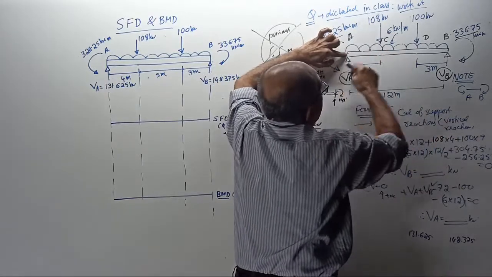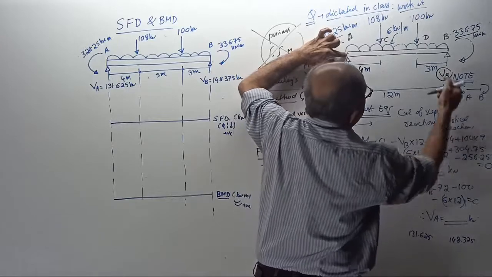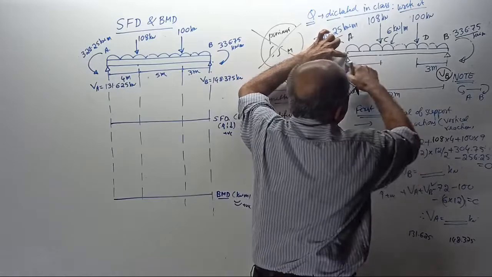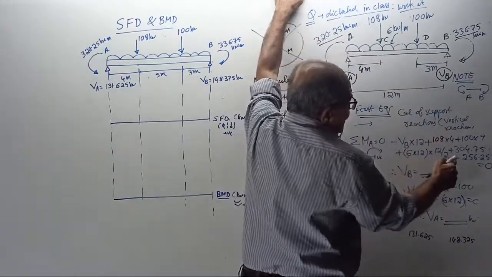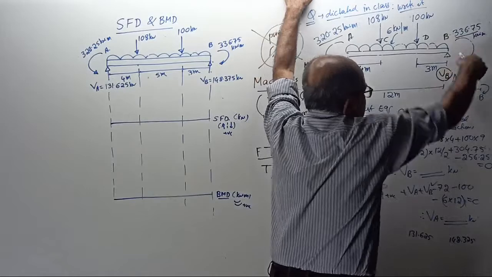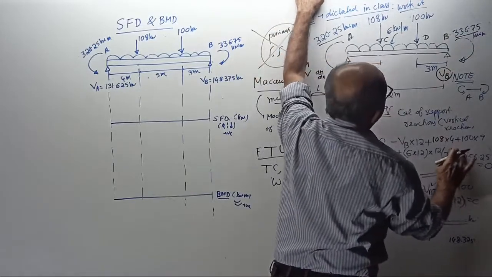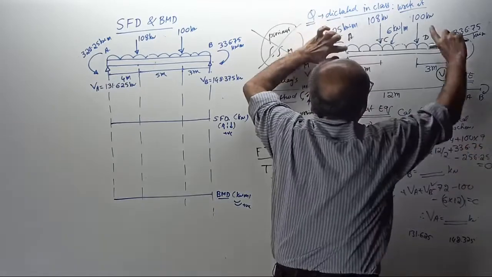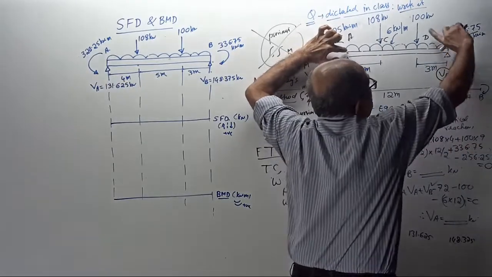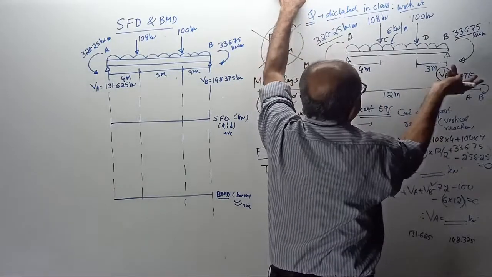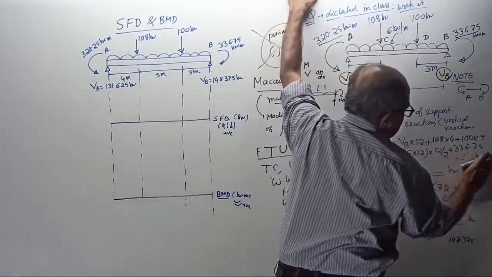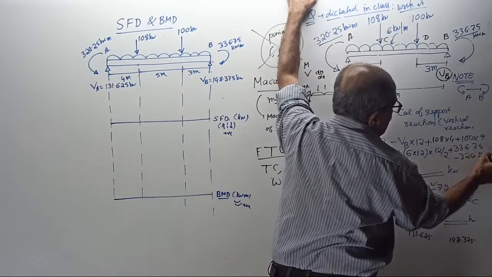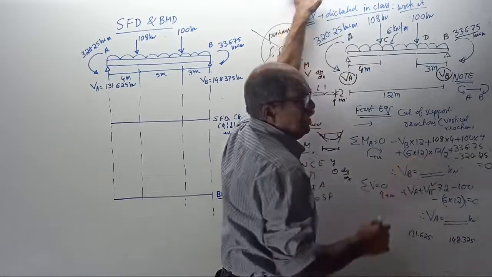108 into 4 plus 100 into 9. Why 9? From 12 subtract 3. Plus 6 into 12 into 12 by 2. Then, not over, plus, oh, this was the earlier moment, plus 336.75 for that couple, plus 3 sigma M, both sides you have to see, minus 320.25 equal to 0. You get the value of VB.